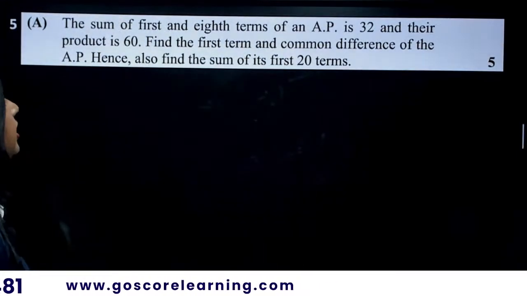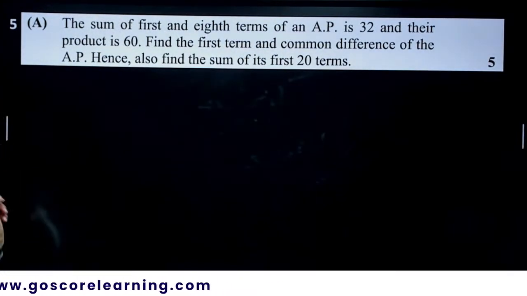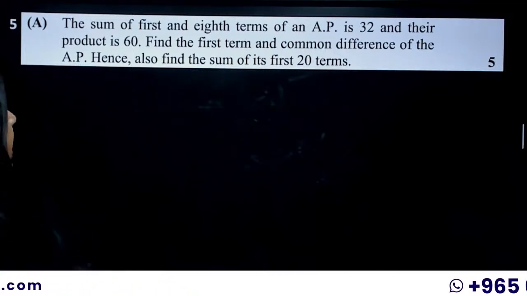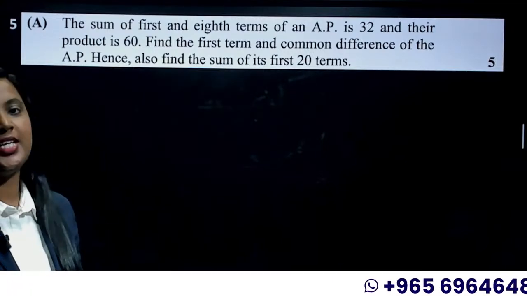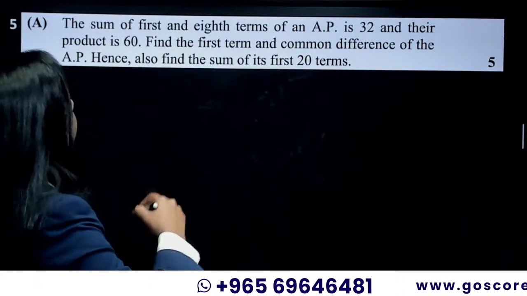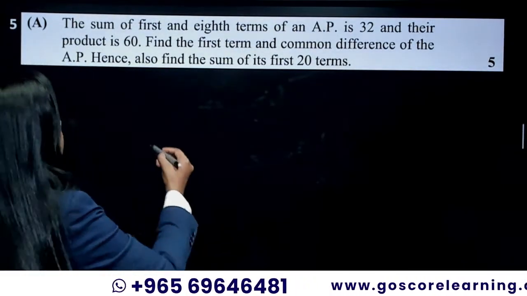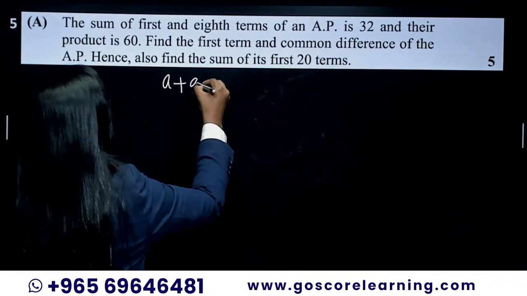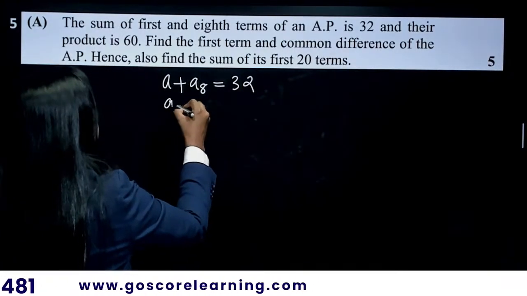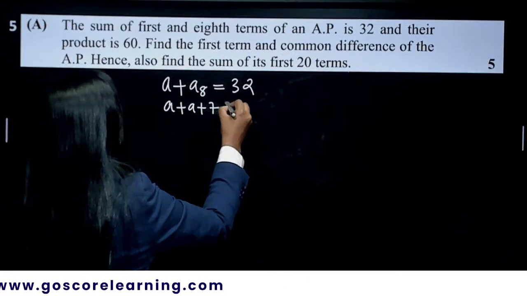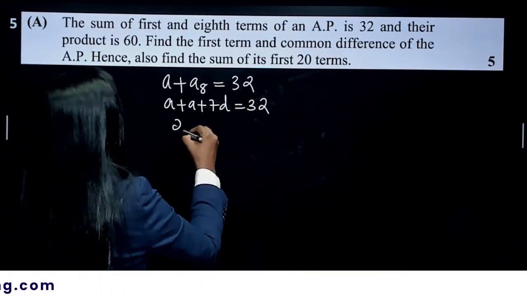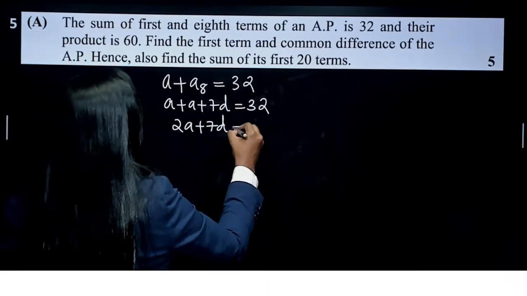So the sum of first and eighth terms of an AP is 32 and their product is 60. Find the first term and the common difference of the AP. Hence, also find the sum of first 20 terms. So what all things are given that you have to write? The sum of first and eighth terms of an AP: first term is a and the eighth term is a8, so a plus a8 is equal to 32. Can we write a plus a plus 7d is equal to 32? Yes, we can. So 2a plus 7d is equal to 32.